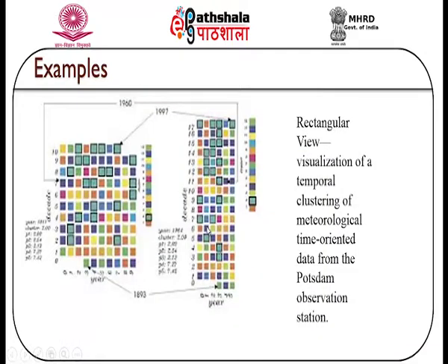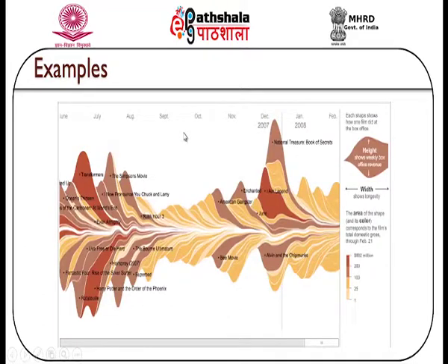So this is another rectangular view of the data set, a visualization of the temporal clustering of meteorological time-oriented data from the Potsdam observation station. This is a meteorological data set that was taken with respect to various times, starting from 1960 to 1997. This is another example of the temporal data.